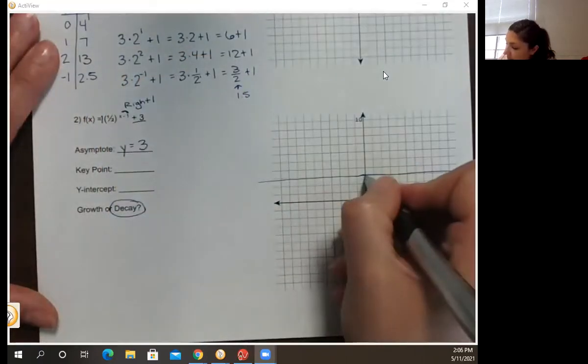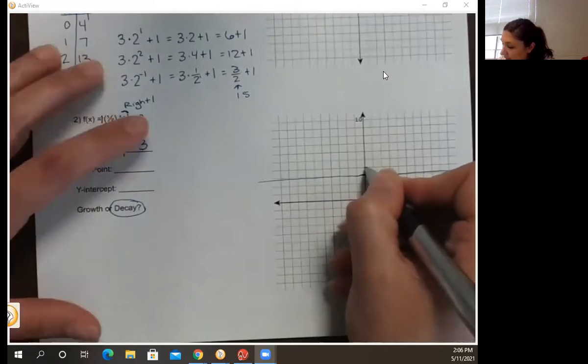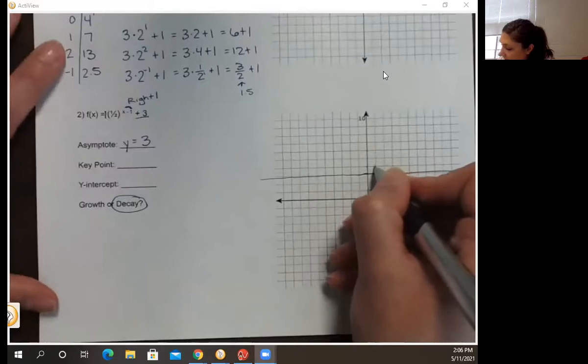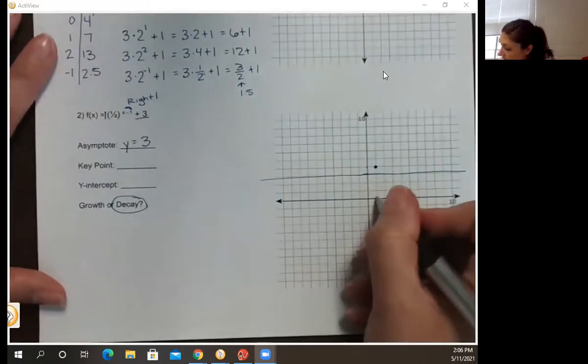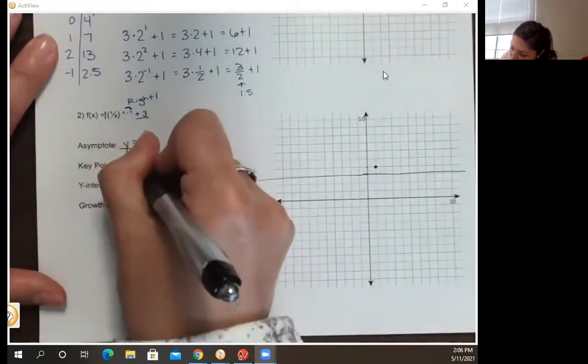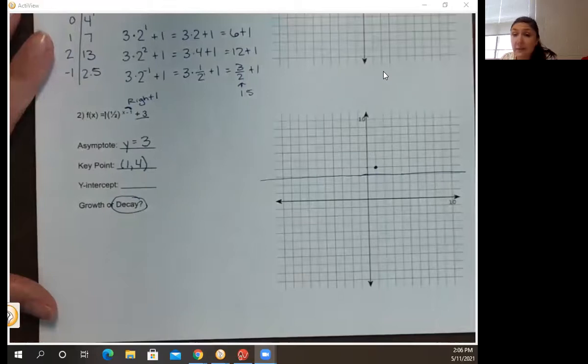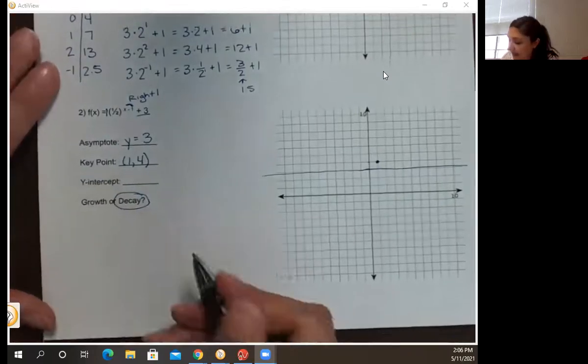So from my asymptote, I'm going to start on the y-axis. I'm going to go up 1, and then I'm going to go right. And there's my key point. So my key point here would be 1, 1, 2, 3, 4. 1, 4. Now this time my key point is not my y-intercept. That will be one of the points that I find.